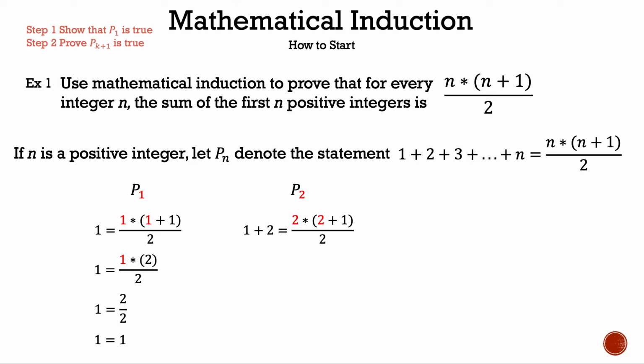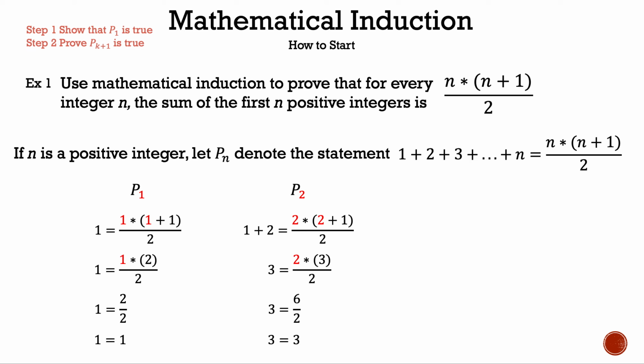Now let's see what happens when we have P sub 2, where we substitute 2 for every n that we see. Now we have 1 plus 2 is equal to 2 times the quantity of 2 plus 1 divided by 2. Let's simplify the left side of the equal sign by adding 1 plus 2, and the result is 3. Let's also simplify the numbers inside the parentheses, and 2 plus 1 is 3. Now, let's multiply the two numbers in the numerator, and 2 times 3 is 6, and 6 divided by 2 is 3. So 3 is equal to 3.